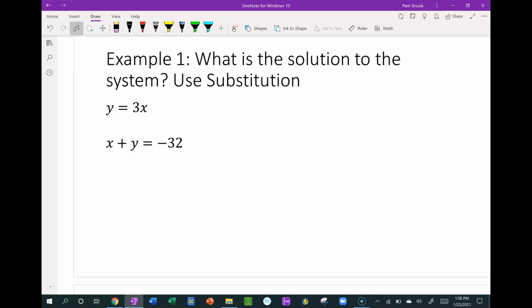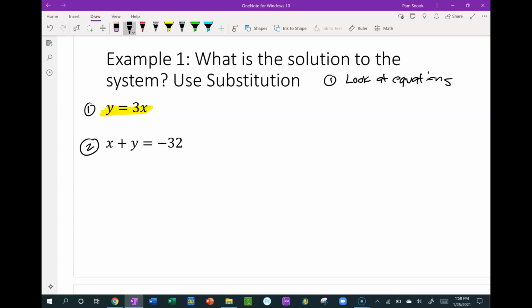So the first thing I'm going to do is look at my equations. So step one is look. And what I'm looking for is an equation that is already solved for one of the variables. And take a look at this one, y equals 3x. That equation already is solved for y. I've got y on one side all by itself, and the other side is just a bunch of stuff, in this case 3x. So I'm going to call this one equation 1, and the other one's equation 2.